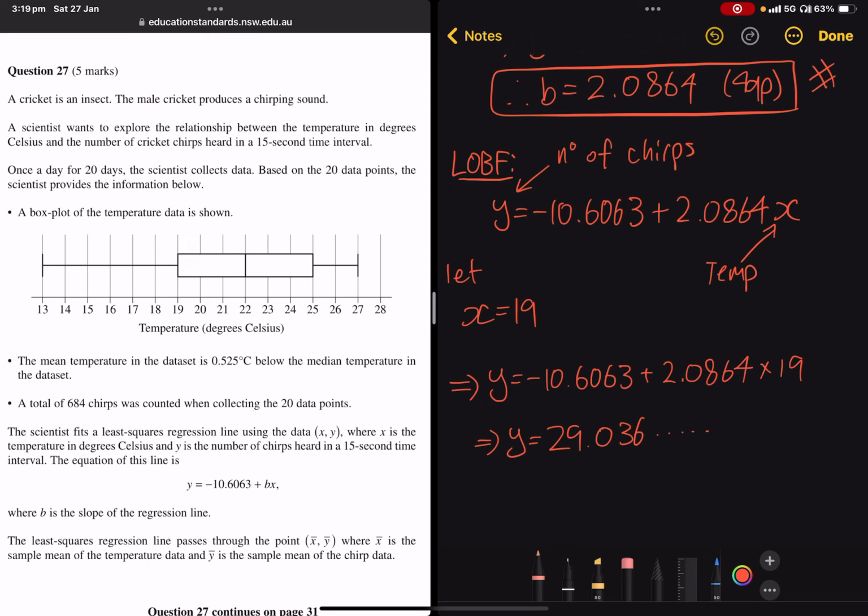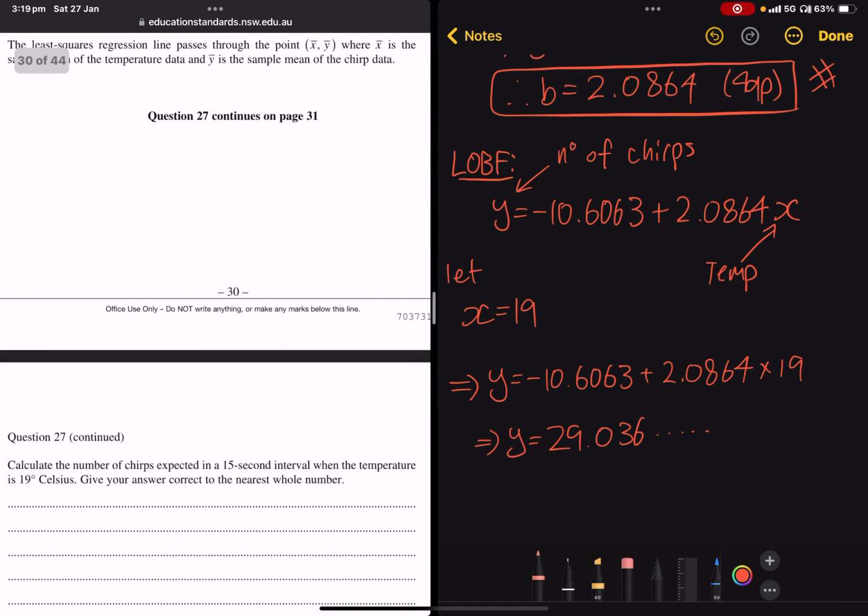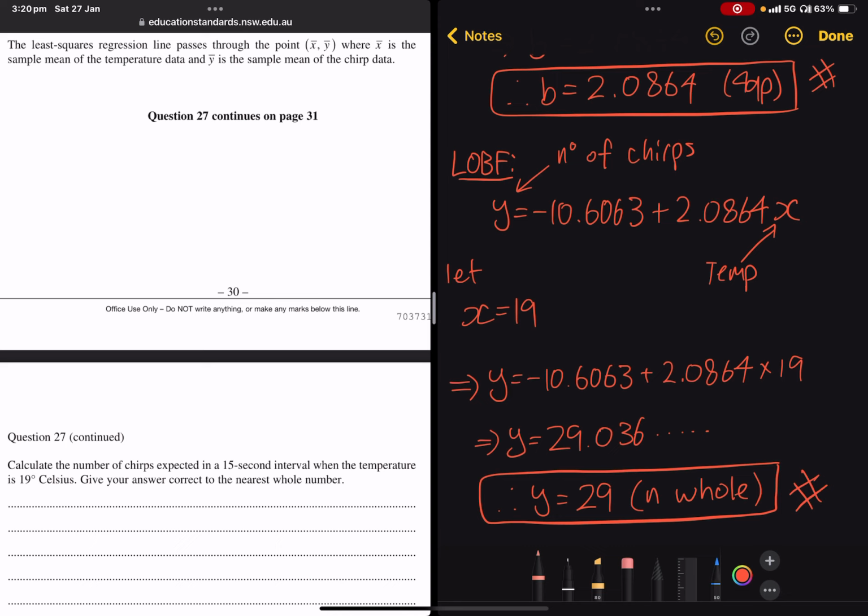So when you plug this into the calculator, you get 29.036. The question very clearly tells us to the nearest value. So down the bottom here it says give your answer correct to the nearest whole number. So therefore y, which is the expected number of chirps, is 29, to the nearest whole. And this is the answer that we're after in this question.